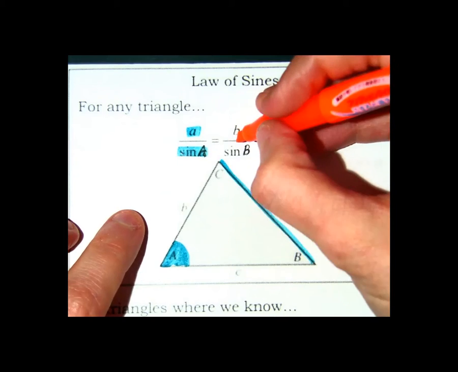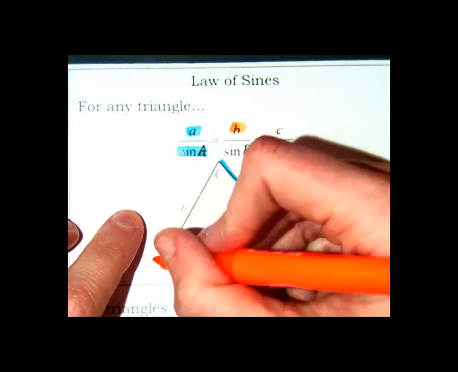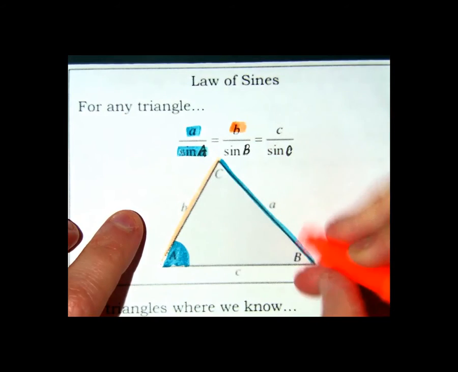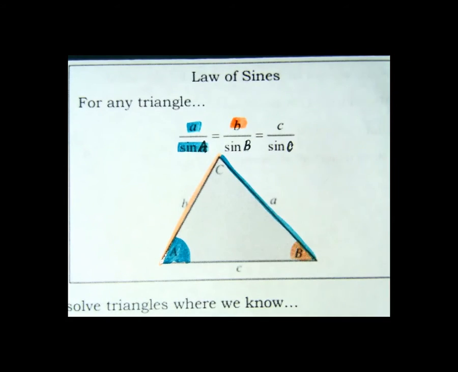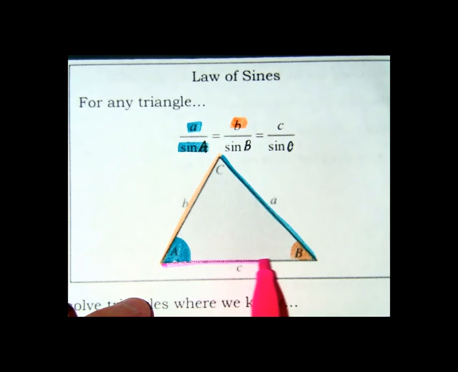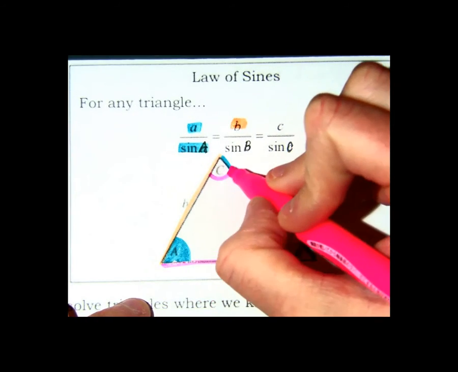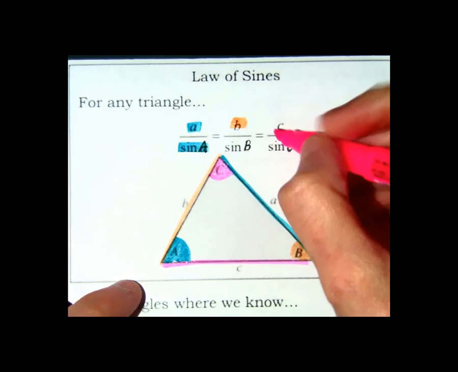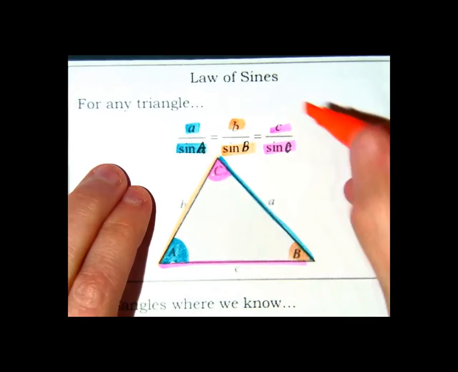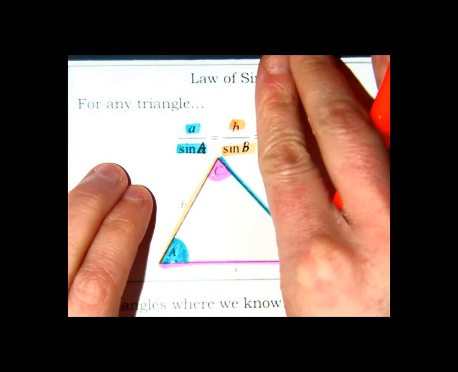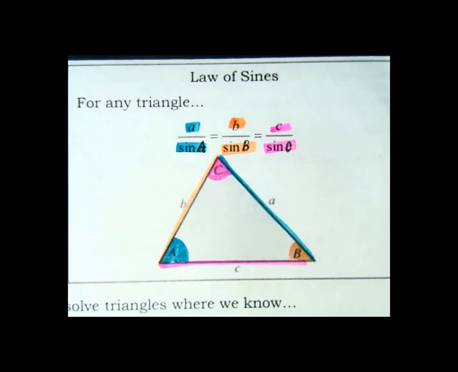Then this side length B over the sine of its opposite angle. And the side length C, which corresponds with the sine of C, its opposite angle. Now, in order for you to be able to use the law of sines, you only have to have two of these going on, not all three.